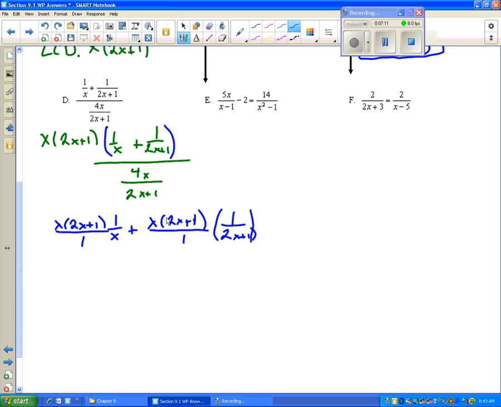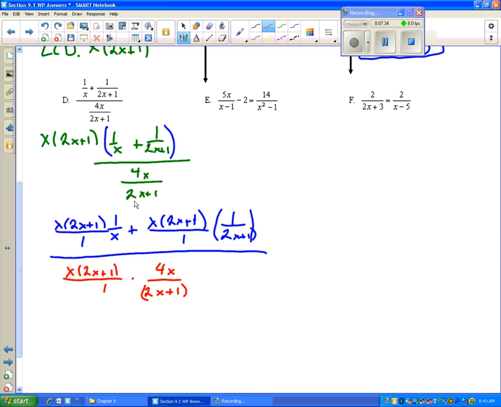Again, that's this term over here. All of this is divided by x times 2x plus 1. Write it over 1 if it makes it easier, times 4x over 2x plus 1.